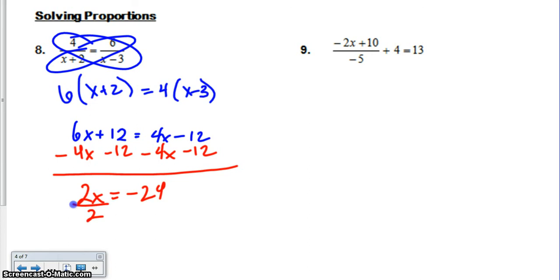Divide by 2 on both sides, and you get x equals negative 12. You guys have done a ton of equation solving in your life, so just make sure you go slow enough where you don't make a goofy mistake.